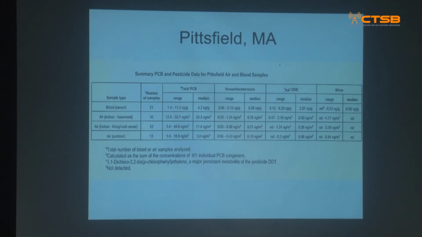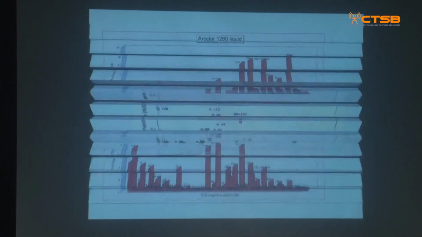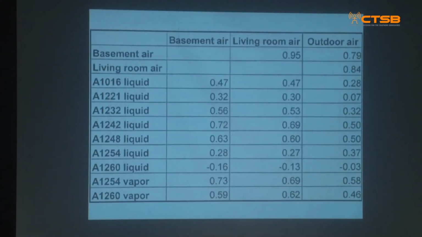The concentration in the living room air is much less. The basement air was 125, the living room air was 50. So there's less in the living room air, but the profile of the PCBs are the same ones. So you're getting all of those low chlorinated congeners.